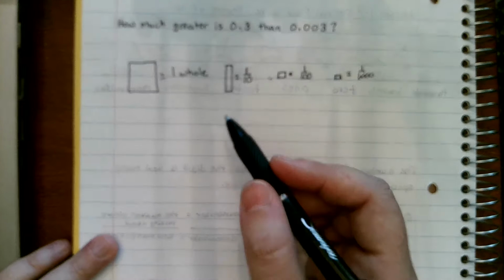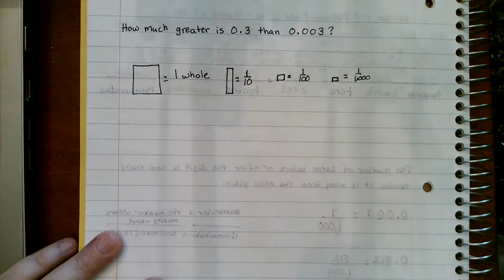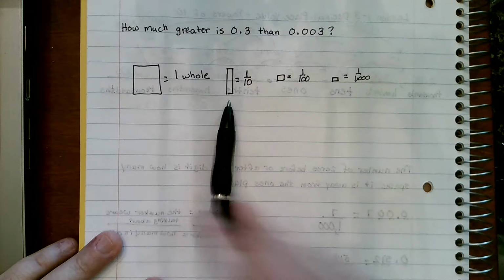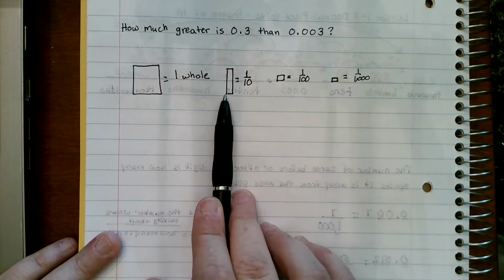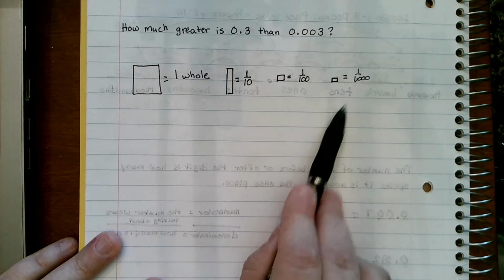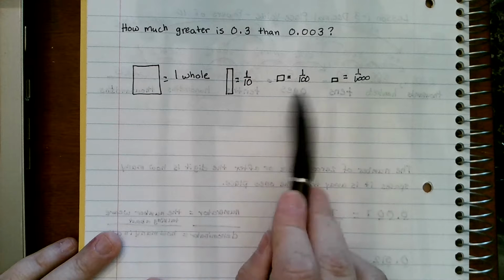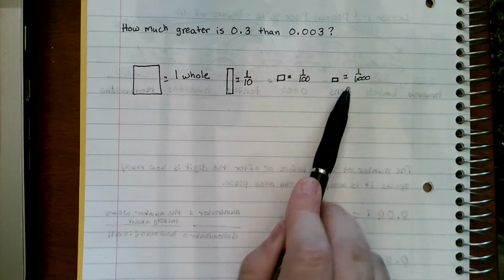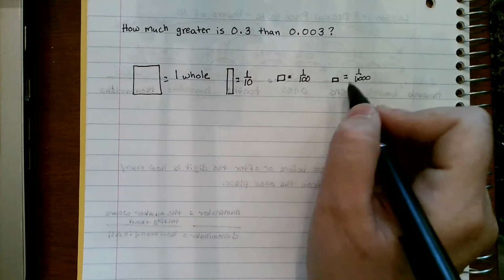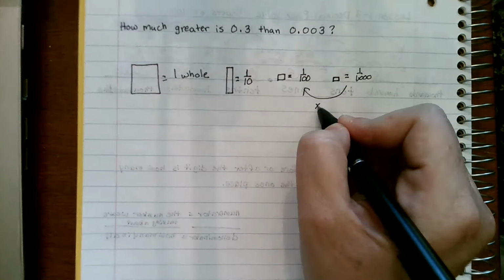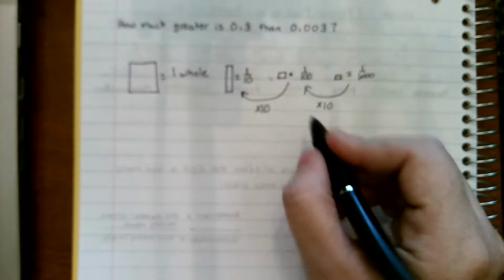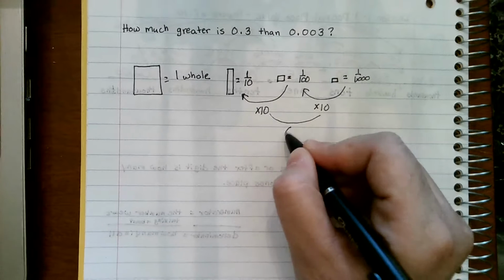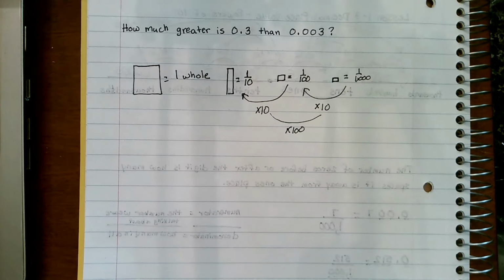So if I am saying, I would have 3 of these and 3 of these. Well, to get from here to here, I have to divide by 10, divide by 10. So that means that this is 100th smaller. But if I'm talking about greater, I'm going in this direction. So to go from here to here would be times 10. And to go from here to here would be times 10. So then it would be times 100.